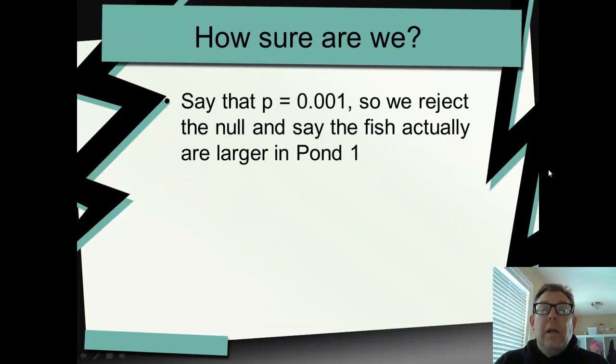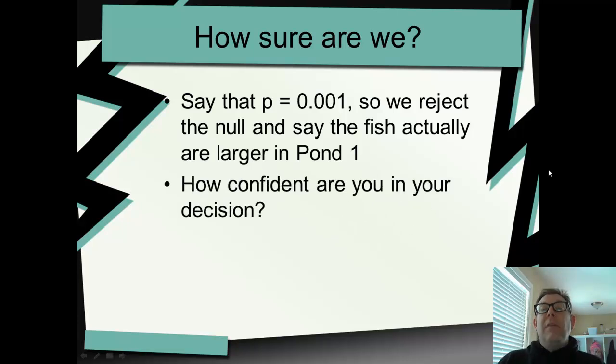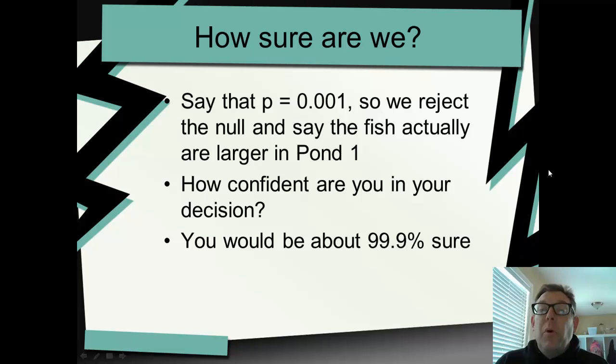So think about it this way. How sure are we? Let's say that P is 0.001, so we reject the null and say that the fish actually are larger in pond 1. Well, how confident are you in that decision? Well, you could say I'm 99.9% sure. And so I'm quantifying how uncertain I am about my results. And that is the beauty of stats. We'll never be 100% certain, but we can estimate how uncertain we are. And that's why we do the stats the way we do them.